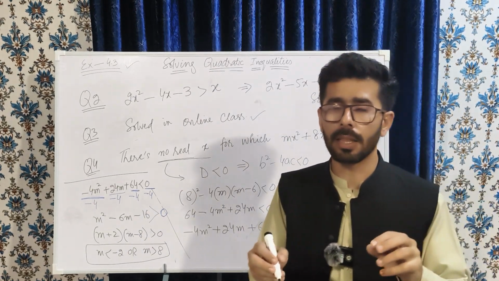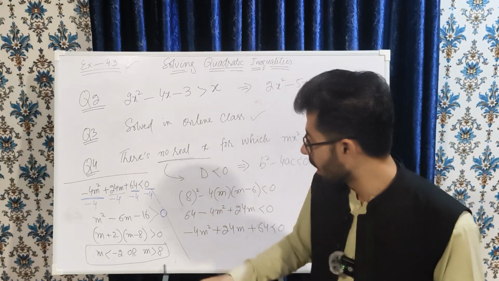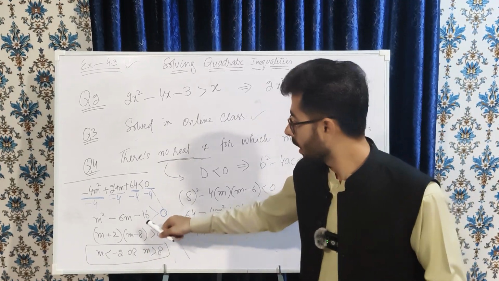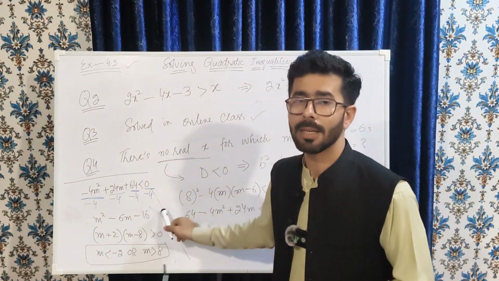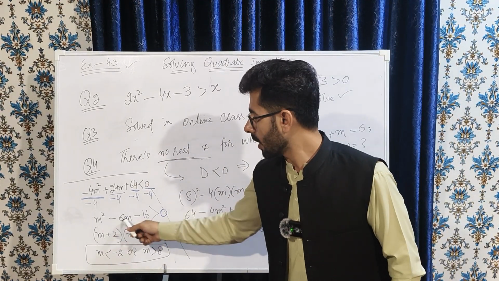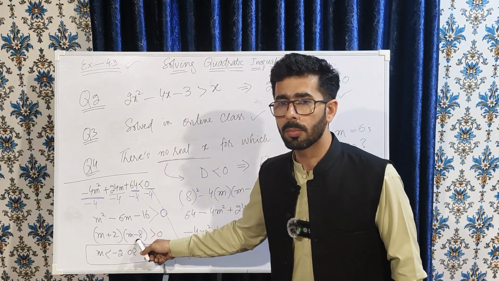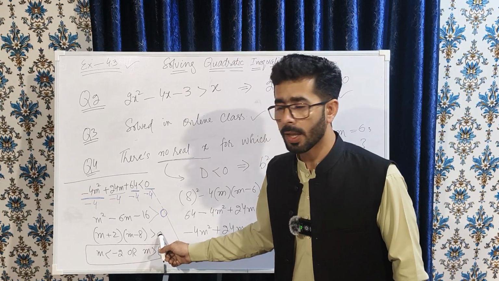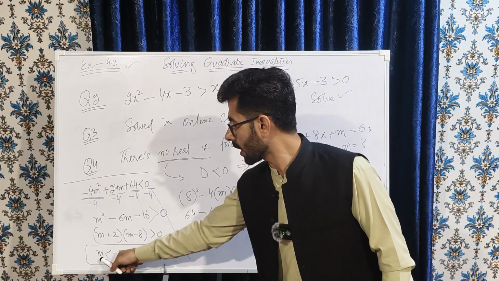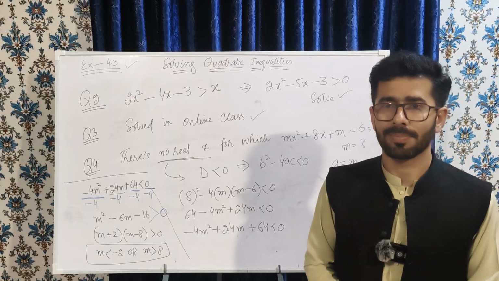But the key thing to notice is that whenever we divide or multiply by a negative number, our inequality flips. So this less than sign will change into a bigger than sign. Now I have m square minus 6m minus 16 bigger than 0. Solving this is the same thing as solving the earlier one. So we split the middle term, break it into factors. My factors are m plus 2 multiplied by m minus 8 bigger than 0. If alpha is minus 2 and beta is 8, my results would be m lesser than minus 2 or bigger than 8. This will satisfy my inequality.